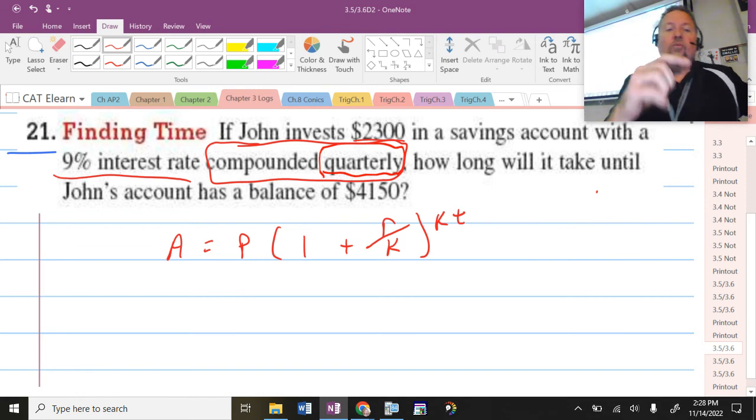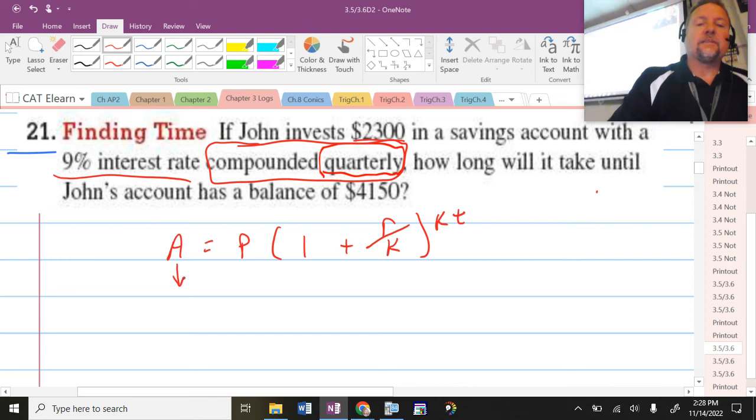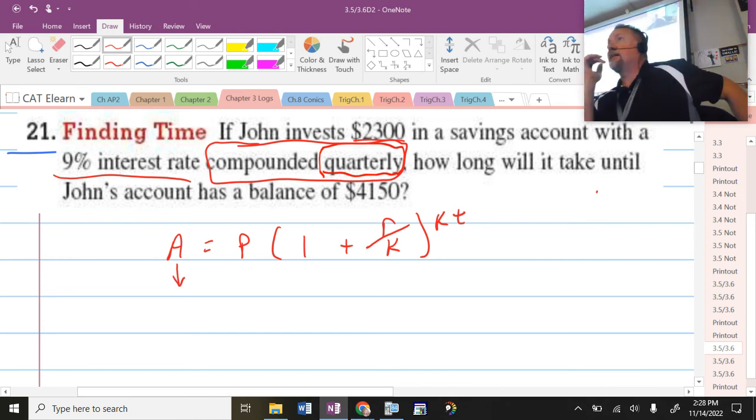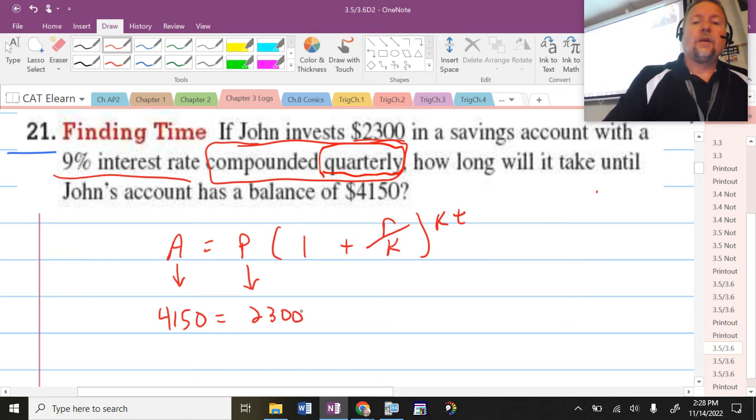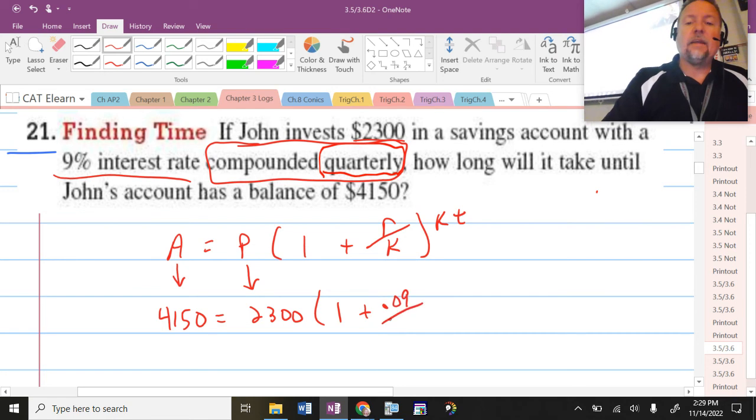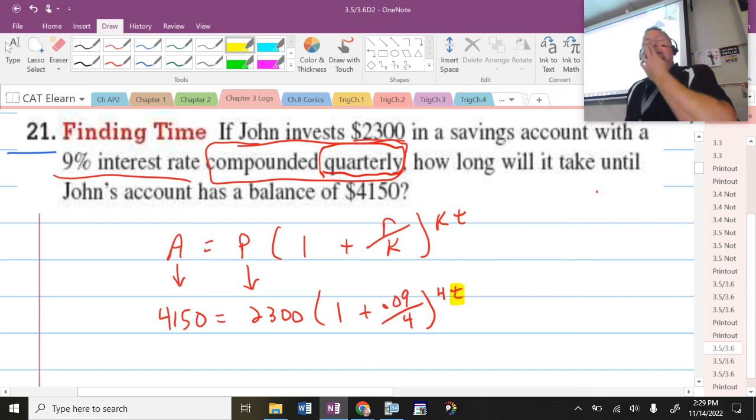Okay. So what is A? What number is it in this thing? This is part of the problem. 4150. And then what's P? That makes that easy. 2300. And then 1 plus, what's R? 0.09. And then what's K? 4. And then here's the rub. I have to find an exponent. I got to find a T.